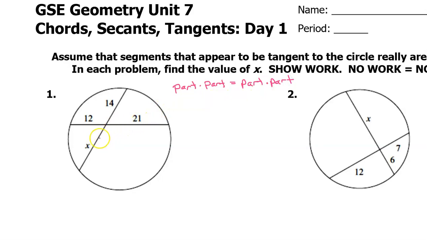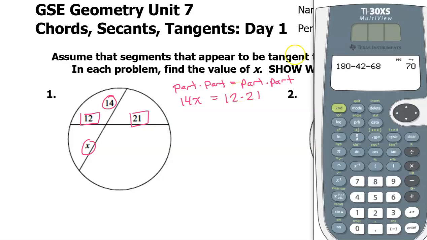Here's what I mean. If we look at one chord, the two parts are 14 and x. So that's the part times part I'm talking about. I'm going to get 14x right there. If you look at the other chord, that's the 12 and the 21. So 14 times x is going to equal 12 times 21. So let's see, 12 times 21 is 252.